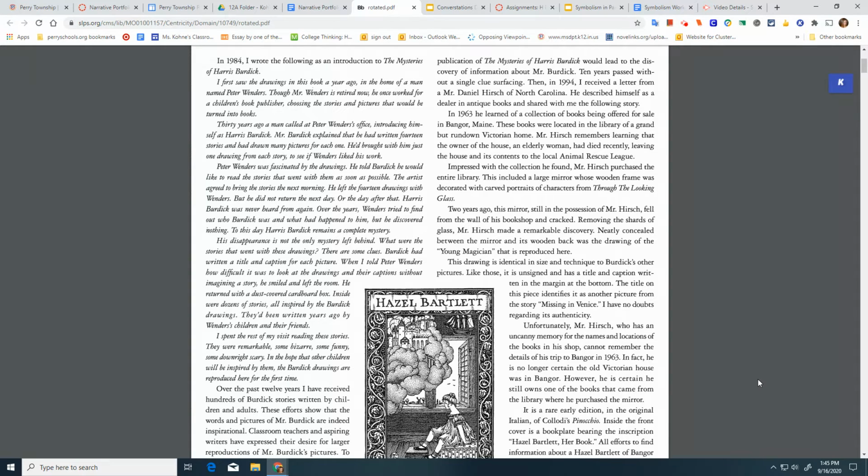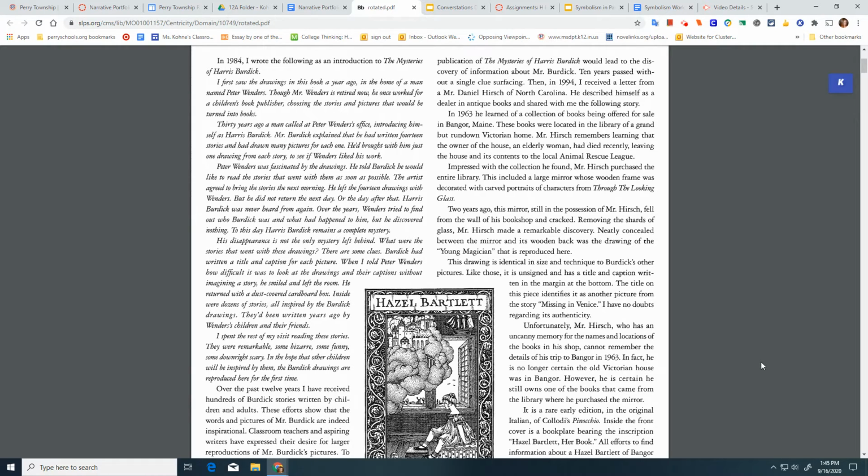2 years ago, this mirror, still in possession of Mr. Hirsch, fell from the wall of his bookshop and cracked. Removing the shards of glass, Mr. Hirsch made a remarkable discovery. Neatly concealed between the mirror and its wooden back was the drawing of a young magician that is reproduced here.